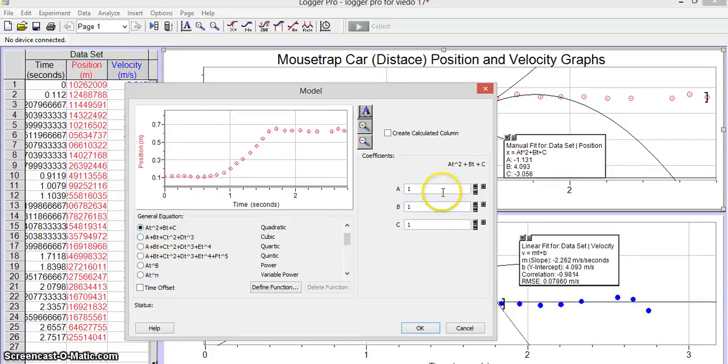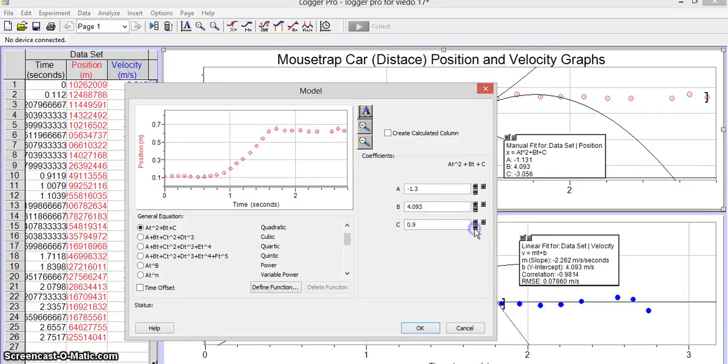I know my A is going to be, because I'm trying to model the part where the car is slowing down, I'm going to use the data for the velocity time graph when the car is slowing down. So my A, in this case my slope, is negative 2.262. I divide that by 2, which is about negative 1.31. I entered that, and then my B was just my slope, which was 4.09.